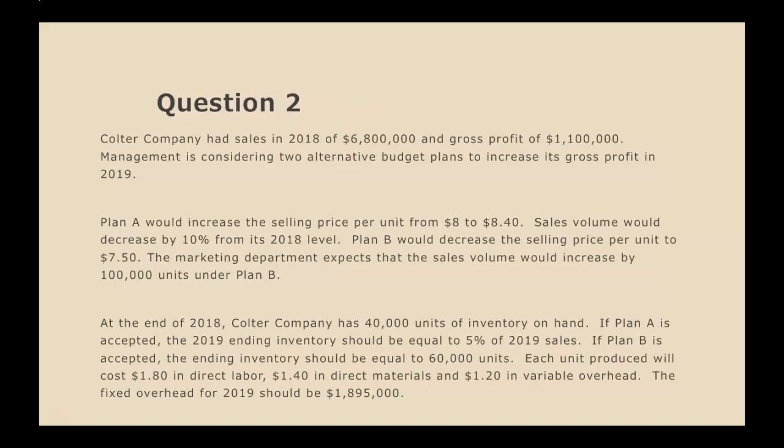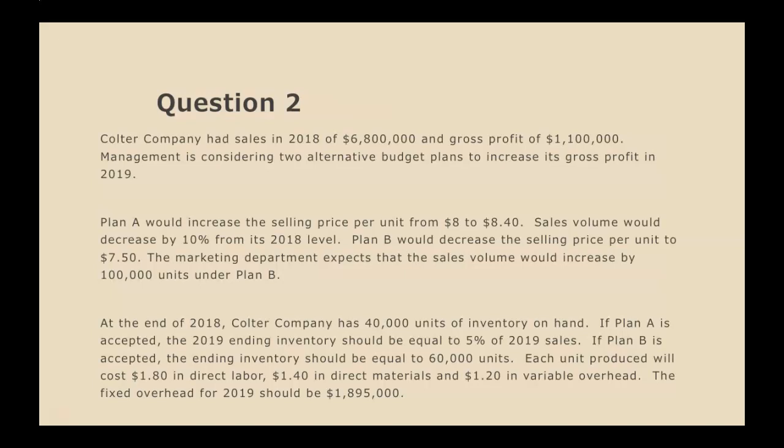Now, at the end of 2018, we're told that Coulter Company has 40,000 units of inventory on hand. If plan A is accepted, the 2019 ending inventory should be equal to 5% of our 2019 sales. If plan B is accepted, the ending inventory should be equal to 60,000 units. Each unit produced will cost $1.80 in direct labor, $1.40 in direct materials, and $1.20 in variable overhead. The fixed overhead for 2019 will be $1,895,000.